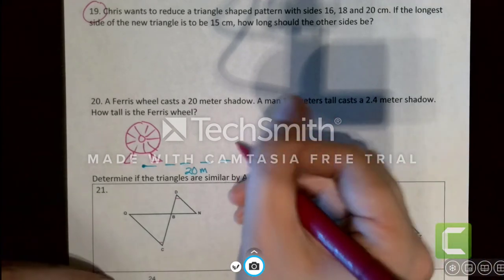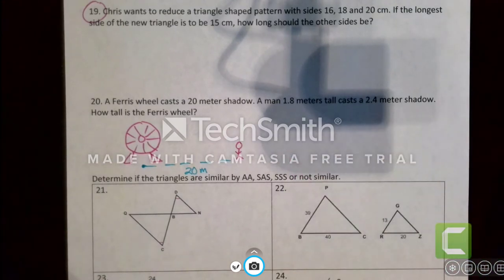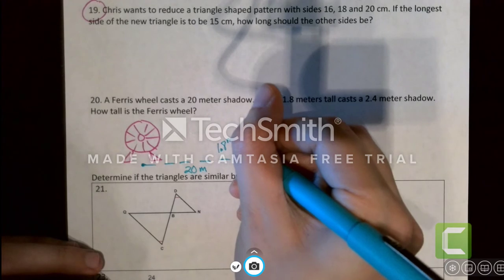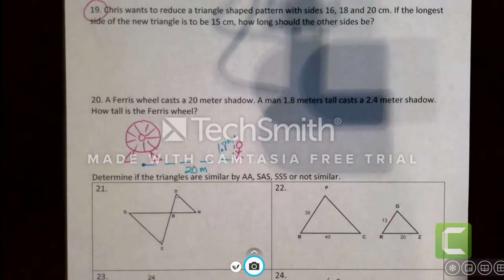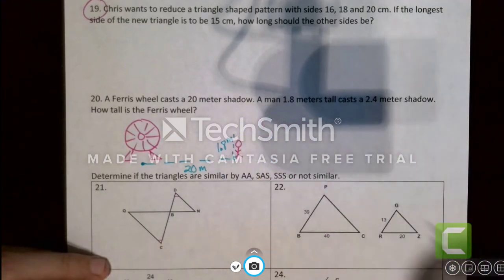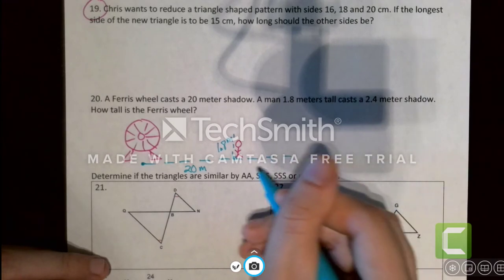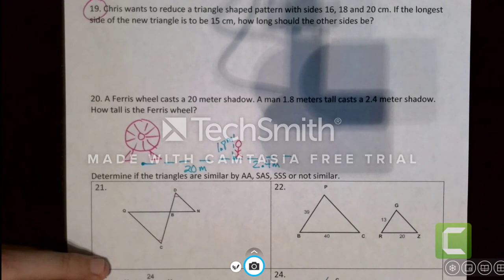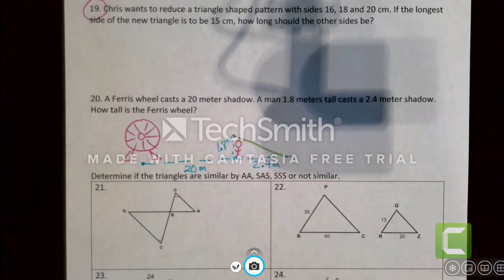Now, I also have this man standing near it. And the man is actually about 1.8 meters tall. So his height is about 1.8 meters. And his shadow is about 2.4. So his height is about 1.8 meters, and his shadow is about 2.4.